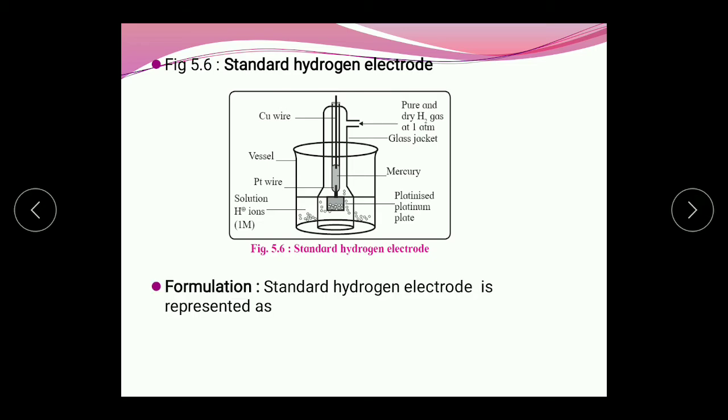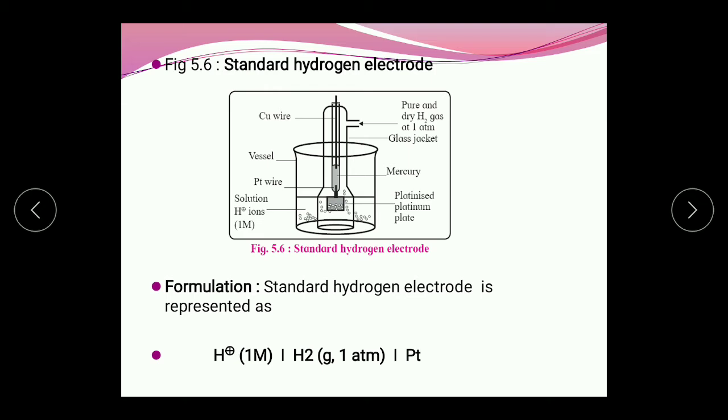We also learned about the formulation of the standard hydrogen electrode. Here H+ ions, a single vertical line, they are in direct contact with hydrogen gas, but hydrogen gas is adsorbed on the platinum plate. So single vertical line, H2 gas at 1 atmospheric pressure, single vertical line, Pt. All of them are separated by single vertical lines, which shows that they are in direct contact. Understood? This much we have learned in the previous session.